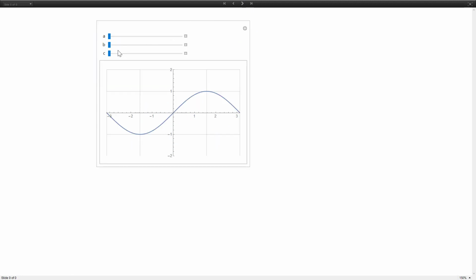All right, so if I just have my single pi here, and I move this over, you see what's happening. I shift from left to right. So this is the function f equals a times sine of b times x minus c. So I can actually open this up.